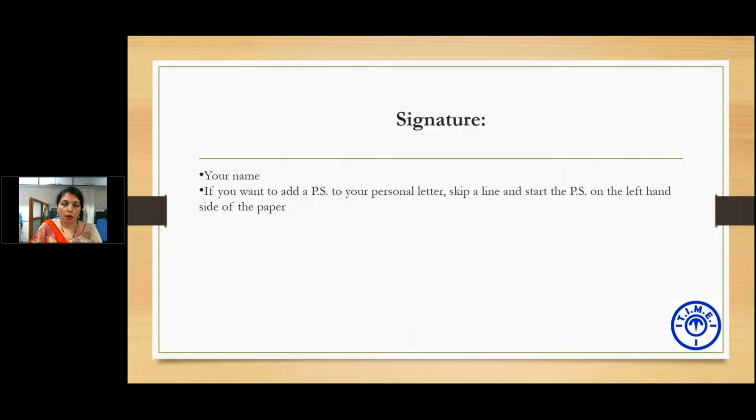Now, normally nowadays we don't need it, because we type out letters and we have opportunity to go back to that part and insert this information that we miss out. But just in case you are writing a letter and that is in ink, you can write PS and give that information at that part. Now, where you do it is after your name, after signing your name. So if you want to add a PS to your personal letter, skip a line and start the PS on the left part. That means the left side of the letter, right below your signature.